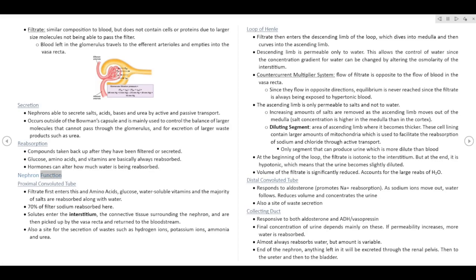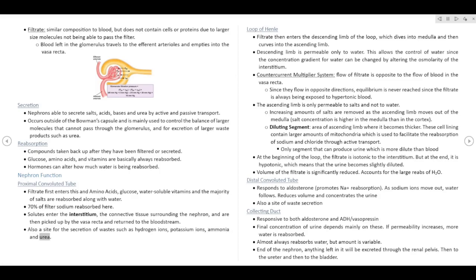Nephron function. Proximal convoluted tubule. Filtrate first enters this, and amino acids, glucose, water-soluble vitamins, and the majority of salts are reabsorbed along with water. 70% of filtered sodium is reabsorbed here. Solutes enter the interstitium, the connective tissue surrounding the nephron, and are then picked up by the vasa recta and returned to the bloodstream. It is also a site for the secretion of wastes such as hydrogen ions, potassium ions, ammonia, and urea.